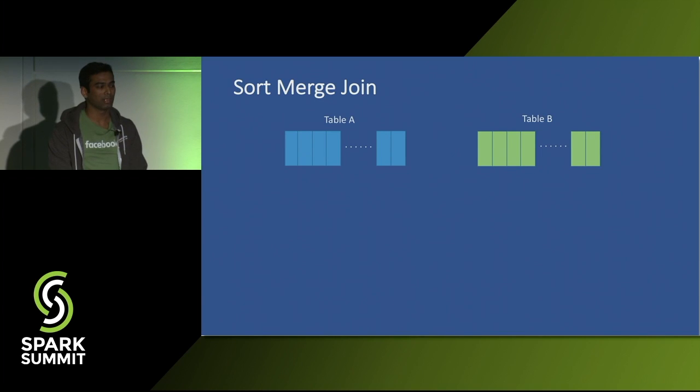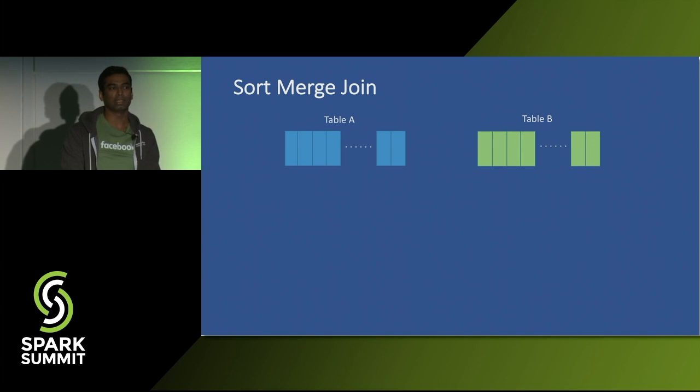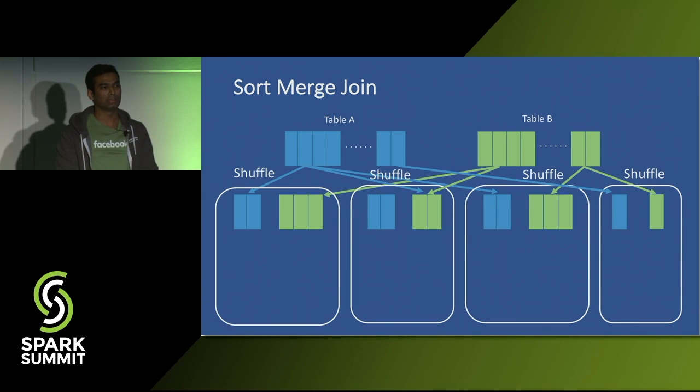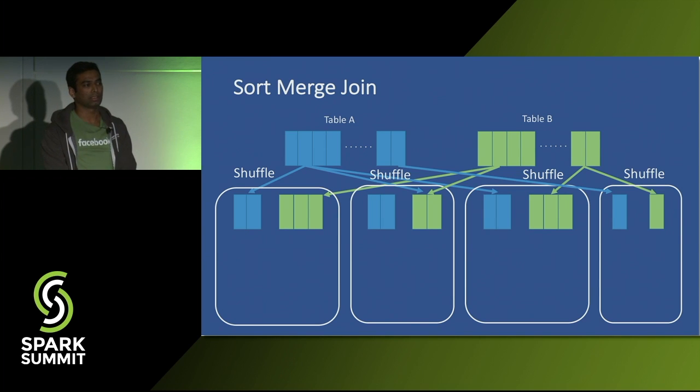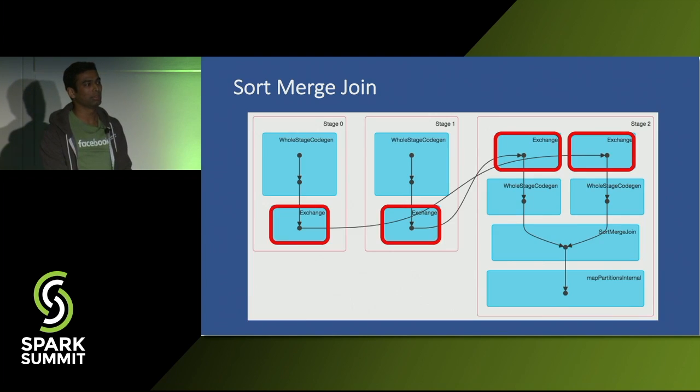So let's look at what happens in a sort merge join. You have two input tables, table A and table B, and these have been joined using sort merge join. The first step is that the mappers read the input tables and then write out the shuffle outputs. Then the reducer reads the shuffle outputs from the map nodes, the data is sorted, and finally the join is done. If you look at the Spark UI, this is how this query will be represented.